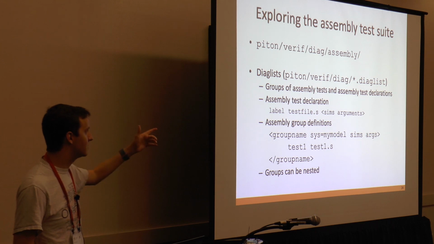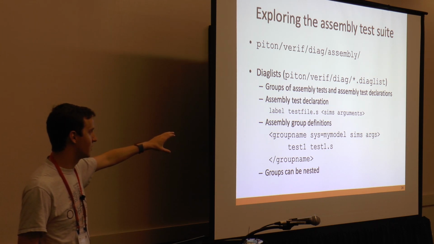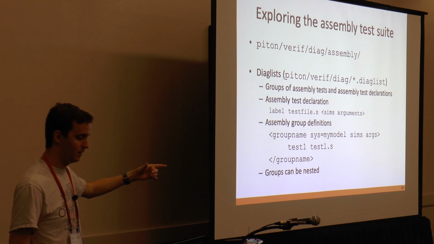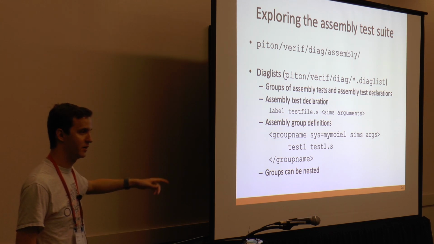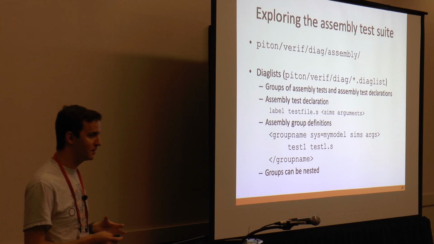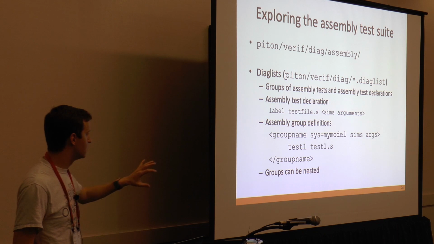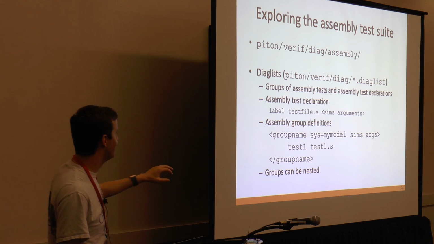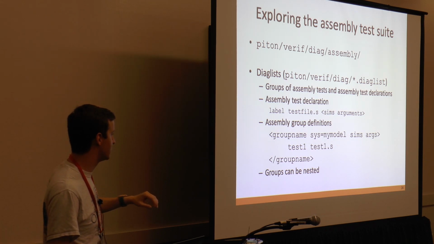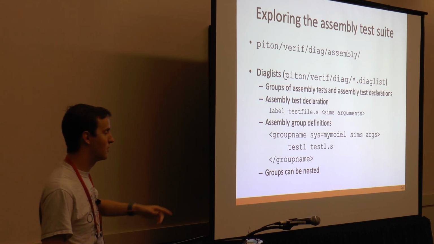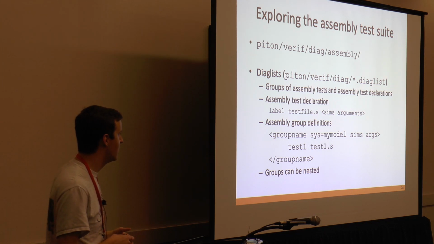So the base component of a diag list is an assembly test declaration. This is composed of a label for that assembly test, the input file for that test, as well as any particular arguments for that test. And these assembly tests can be grouped together using an XML-based form. You can indicate a group of assembly tests that you want to run as a group, give them a group name, the one simulation model that they all execute under, as well as some common sims arguments to all of those tests.